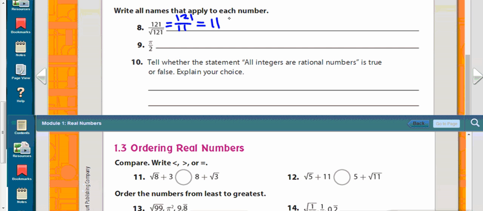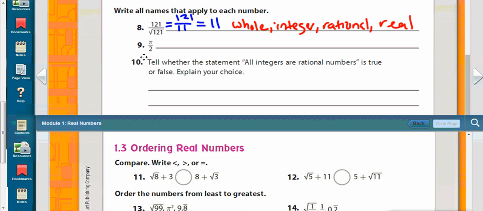that states that 11, or the 121 over the square root of 121, is a whole number, an integer, a rational number, and a real number. So all it is really is knowing the definition of those terms. If you study that chart and you know what examples look like, it'll be pretty easy.